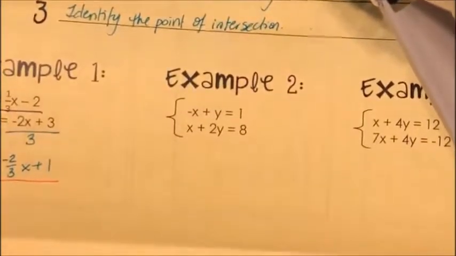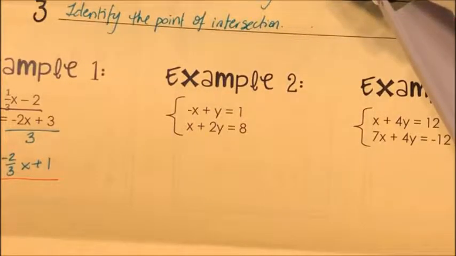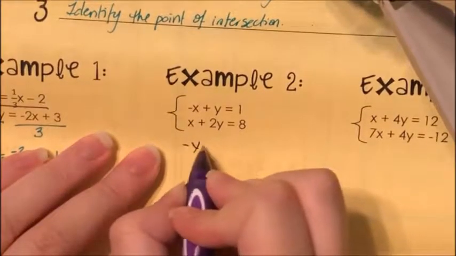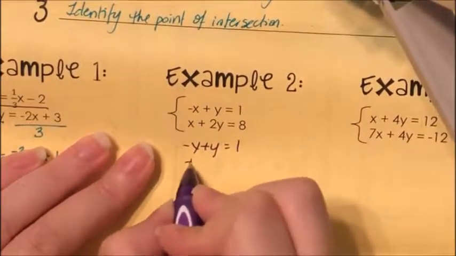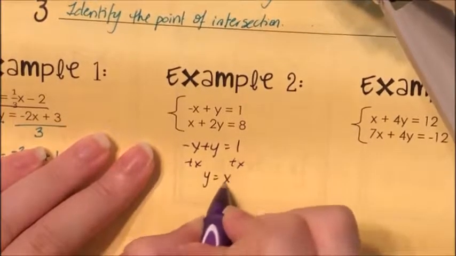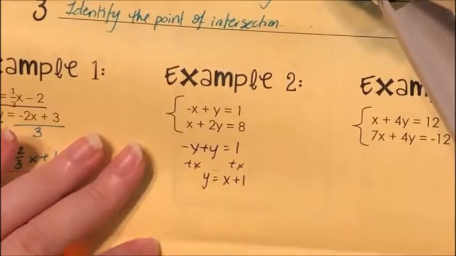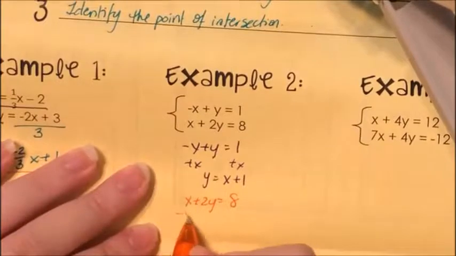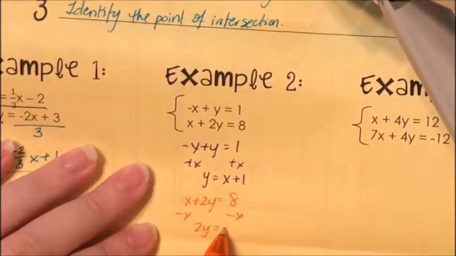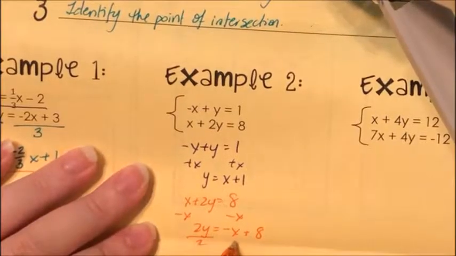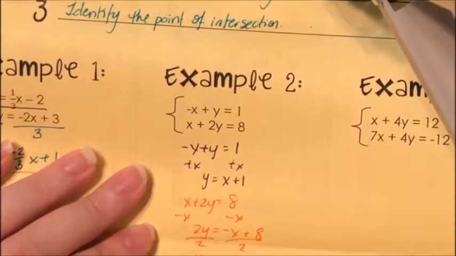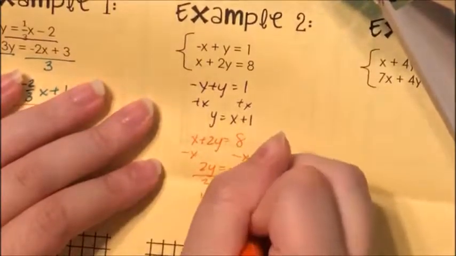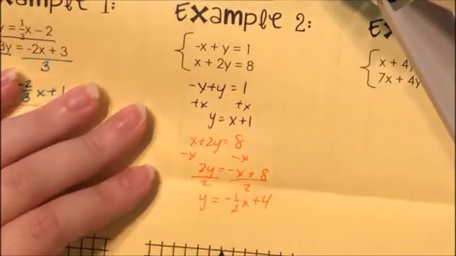Example number 2 says negative x plus y equals 1 and x plus 2y equals 8. Neither of these are in slope-intercept form, so I need to solve them both. Negative x plus y equals 1. I just add x to both sides, so I get y equals x plus 1. Okay. Then my second one, x plus 2y equals 8. I subtract x from both sides, so I get 2y equals negative x plus 8, and then divide by 2. So I get y equals negative 1/2 x plus 4. So there's my 2 equations.